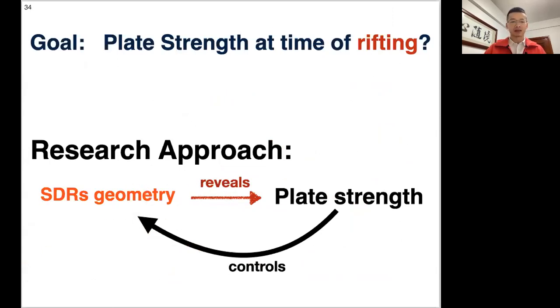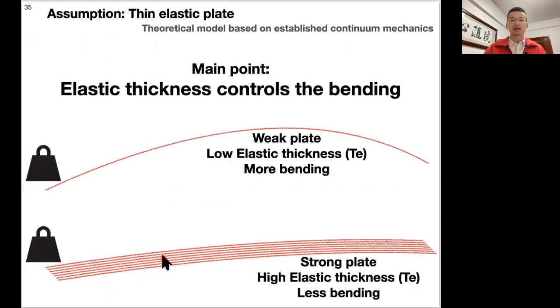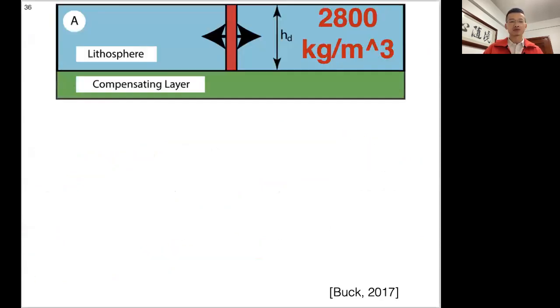plate strength. And basically, based on thin elastic plate theory, with the same loads on the left, the weak plate with low elastic thickness will have more bending, whereas a strong plate with high elastic thickness will have less bending. And Roger develops the crustal drift and dike loads idea and first quantitatively describes the physical relationship between magmatic loads, plate strength, and SDR geometry.